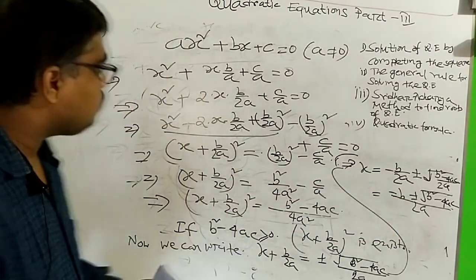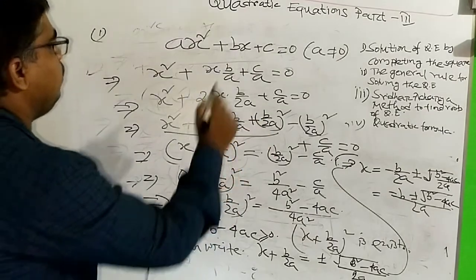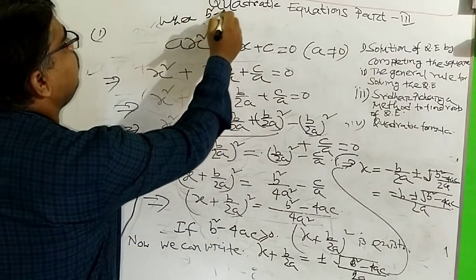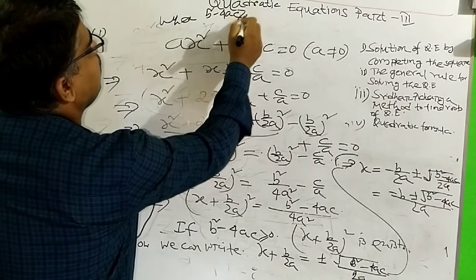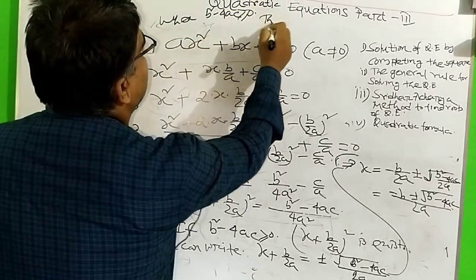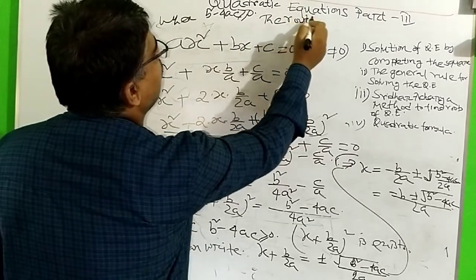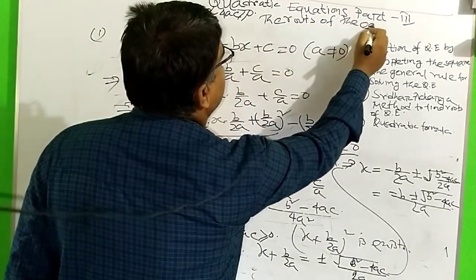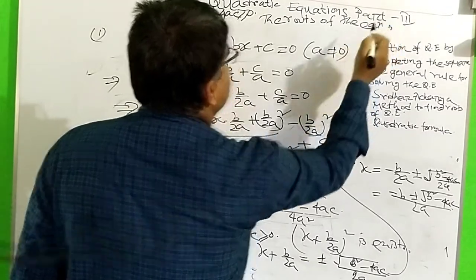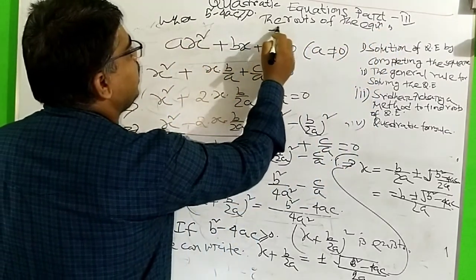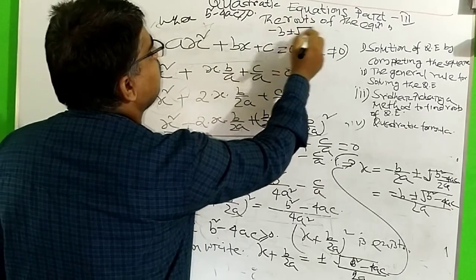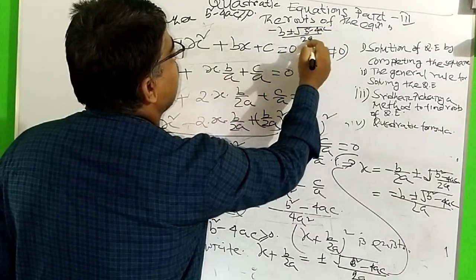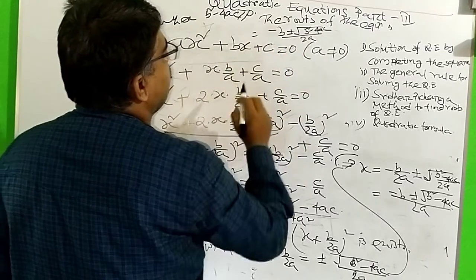Okay. So the root, when b square minus 4ac is greater than or equal to 0, of the equation is minus b plus minus root over b square minus 4ac by 2a. Clear?